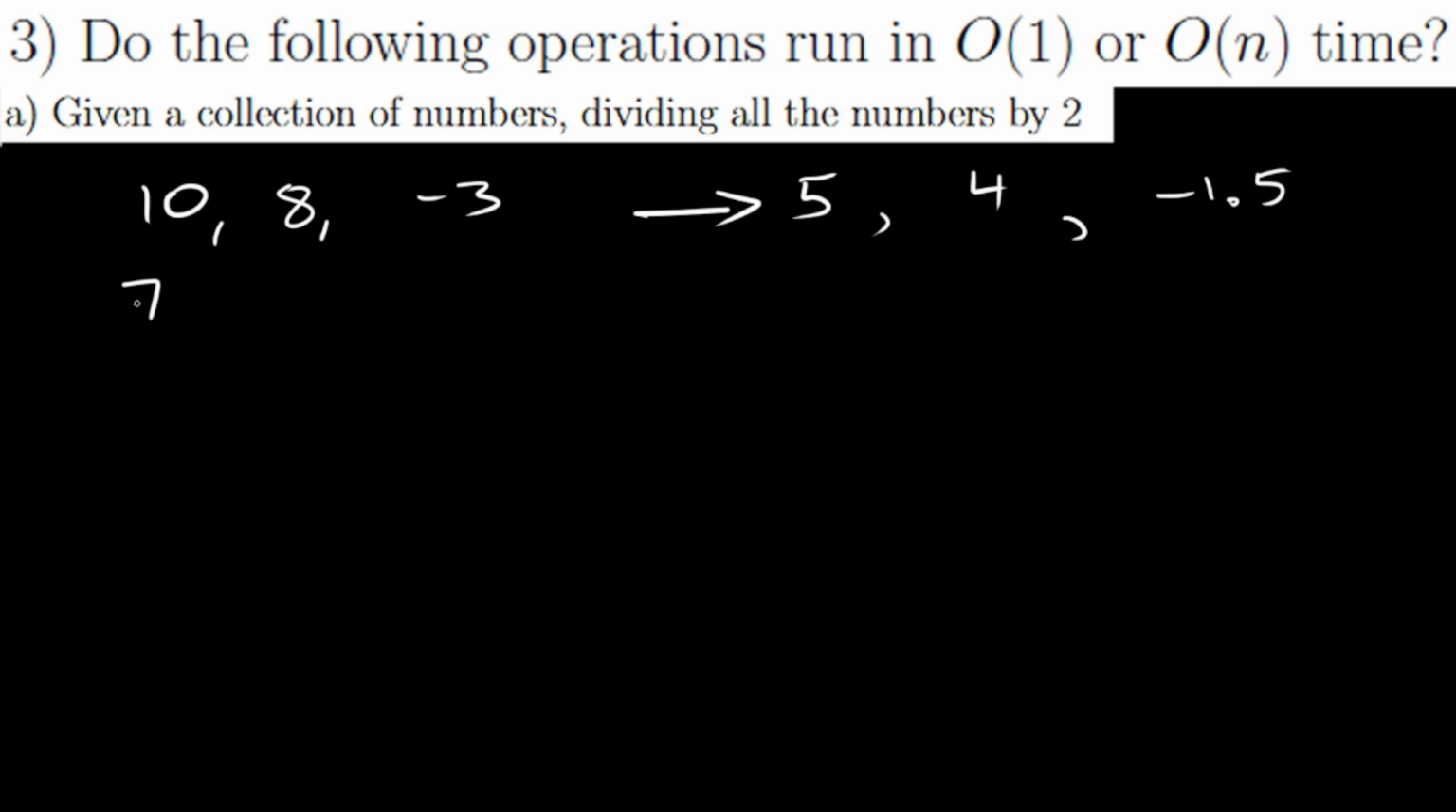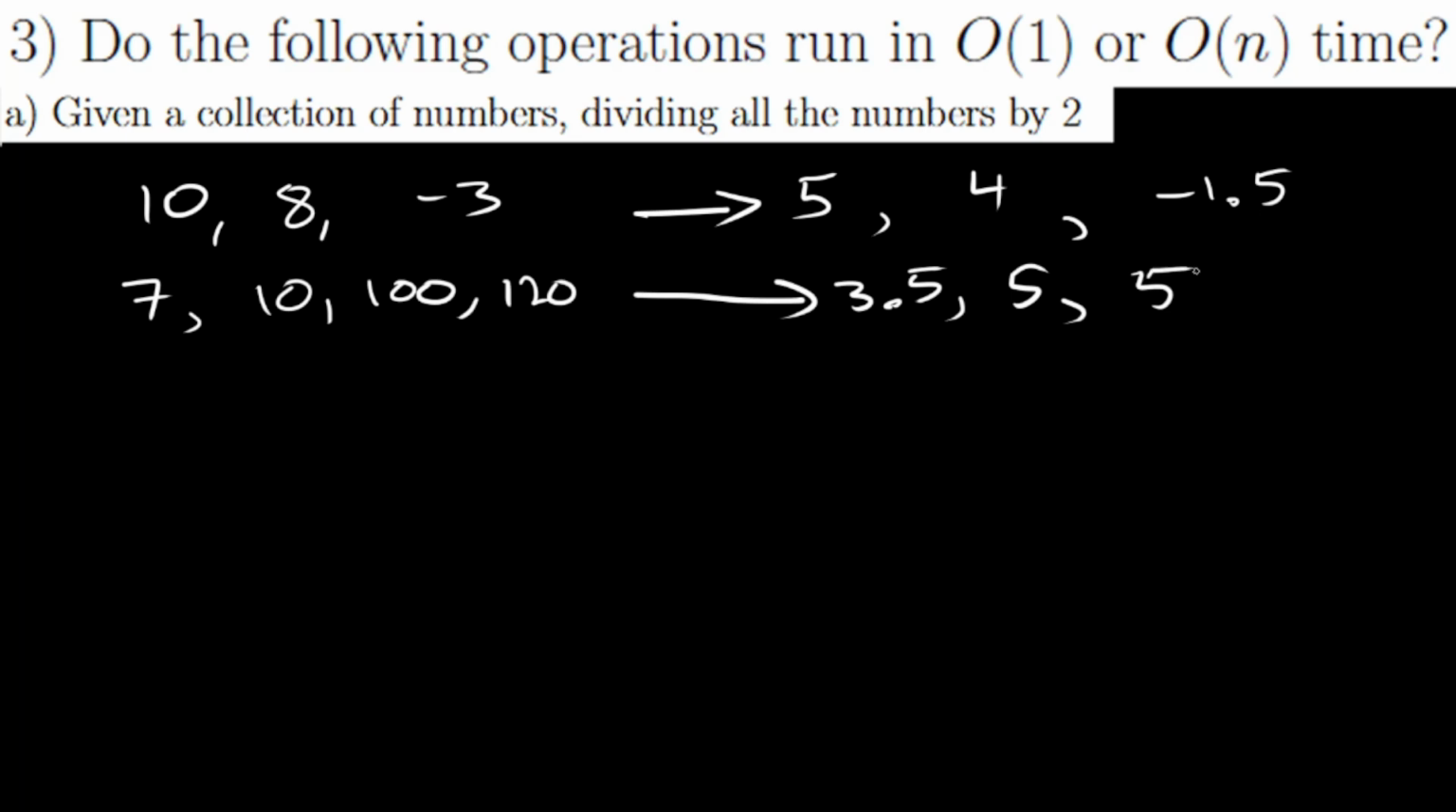Okay, what if I did the same thing, but to this list? Take the 7 divided by 2, I get 3.5. 10 divided by 2 is 5. 100 divided by 2 is 50. And 120 divided by 2 is 60.